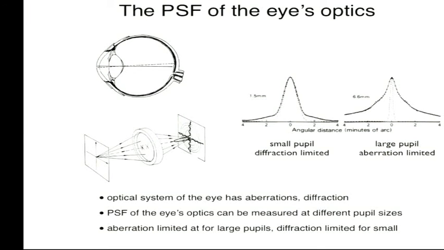Okay, so: aberration limited for large pupils, diffraction limited for small pupils. What this is saying is, in the visual system, the quality of your retinal image is limited by the aberrations in the lens when the pupil is large, and is limited by diffraction when the pupil is small. Okay, let's stop here and we'll start up next time.